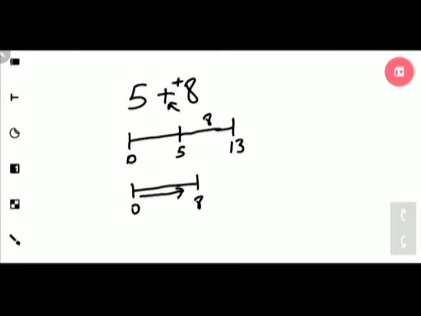It's just like in football, which is what I was talking to a couple of my fellow colleagues about after class. If you're on the 5-yard line and you run the ball for 8 yards, you're going to be at the 13-yard line because you're moving the ball that direction.